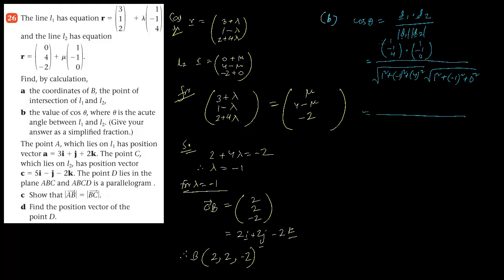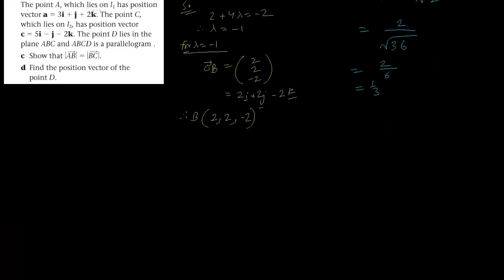So now we can do the dot product, that is multiplying the coefficient of i with coefficient of i, coefficient of j with coefficient of j, and so on. So 1 into 1 is 1, plus minus 1 into minus 1 is 1, plus 4 into 0 is 0. And this is going to be square root of 1 squared is 1, plus minus 1 squared is also 1, plus 4 squared is 16. So 16 plus 2 is 18. Then 1 squared is 1, 1 plus 1 is 2. So 2 divided by square root of 18 into 2 is 36. This is going to be 2 by 6, which is 1 by 3. All we had to do is find the value of cos theta. Cos theta is 1 by 3.